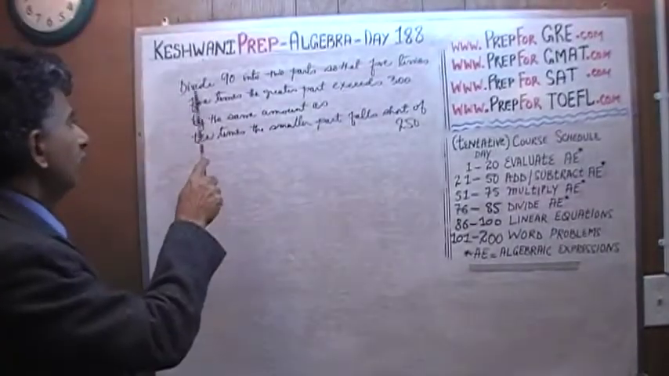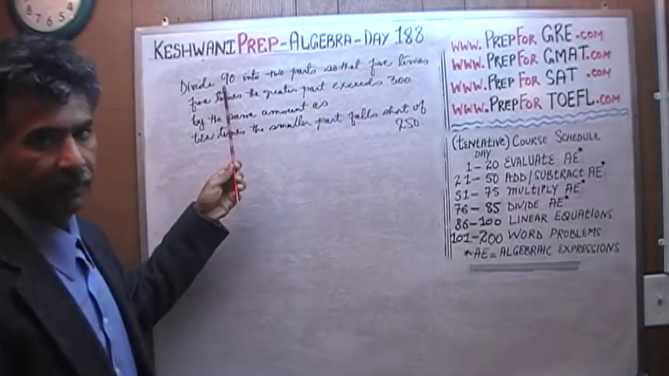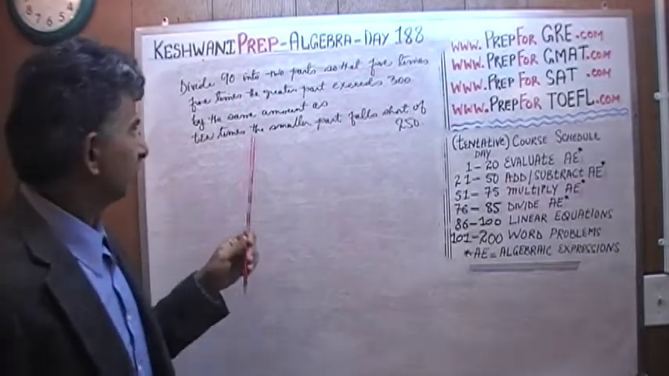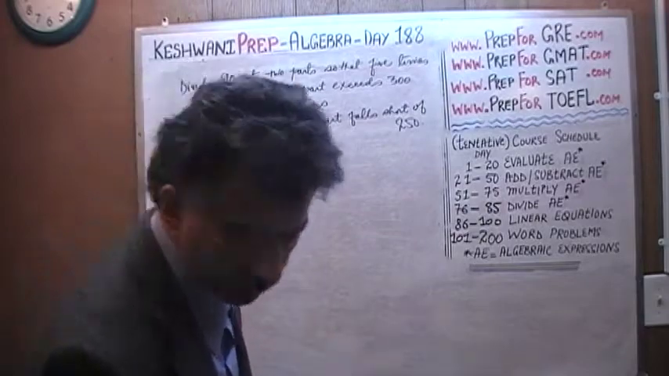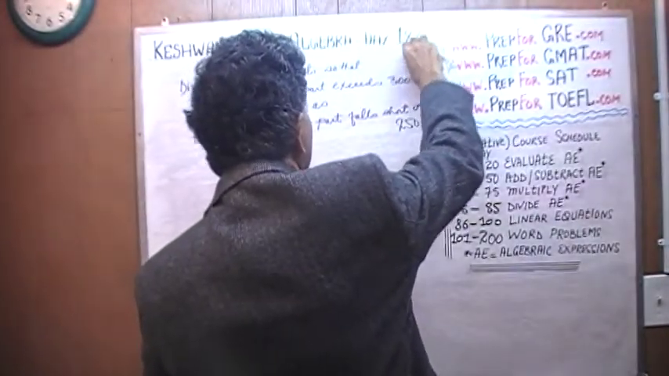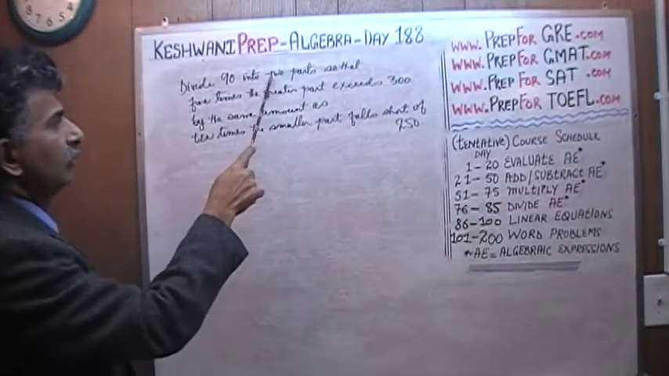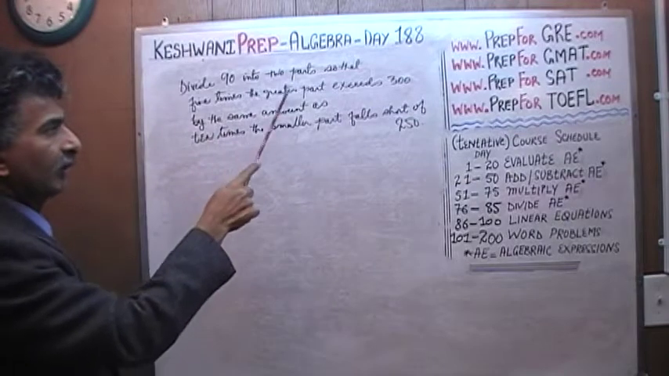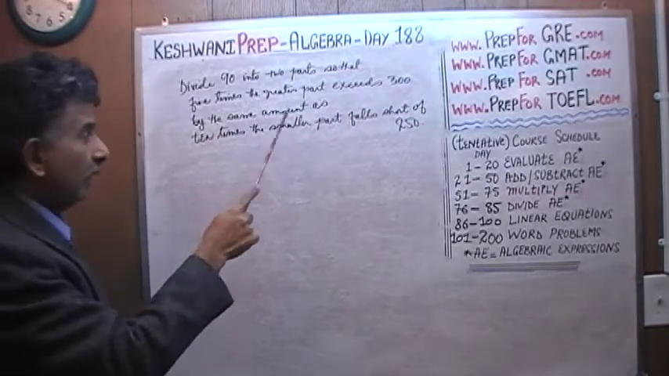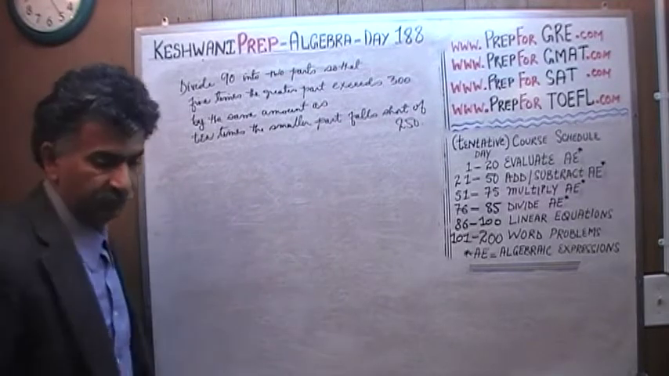It says divide 90 into two parts. So our job is to take this number 90 and divide it into two parts so that 5 times the greater part exceeds 300 by the exact same amount as 10 times the smaller part falls short of 250.